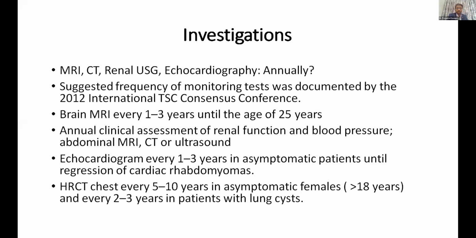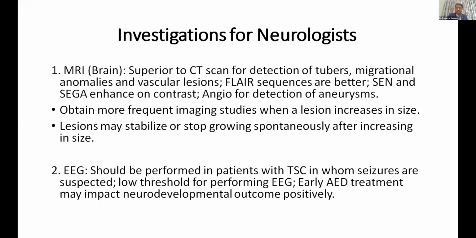So in 2012, the International Tuberous Sclerosis Consensus Conference recommended brain MRI once in 1 to 3 years up to the age of 25 years, annual clinical assessment of renal function and blood pressure, and if required, abdominal MRI and CT. Echo every 1 to 3 years, especially to look for rhabdomyomas and whether they are progressing or regressing, and HRCT every 5 to 10 years in asymptomatic females above 8 years to look for LAM, and every 2 to 3 years for patients with lung cysts. So we must keep on observing such patients with frequent investigations and not just go clinically, even if the patient is stable.